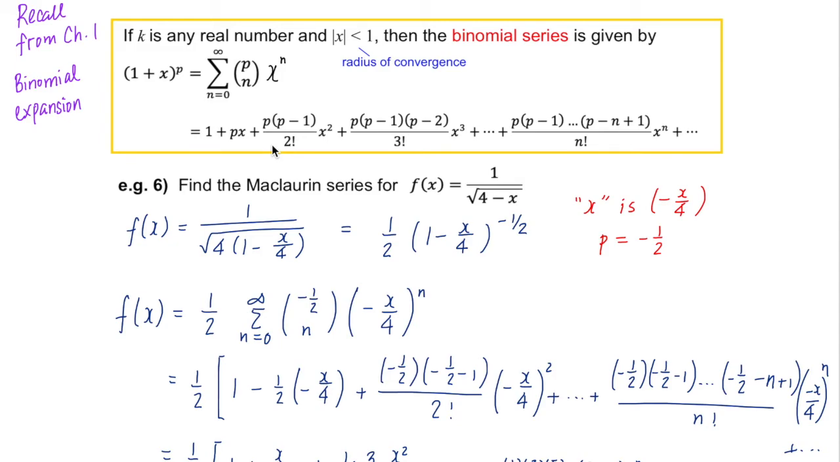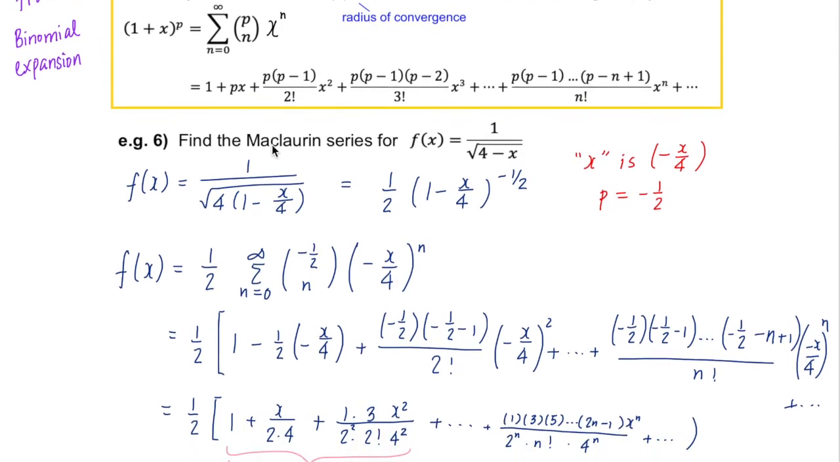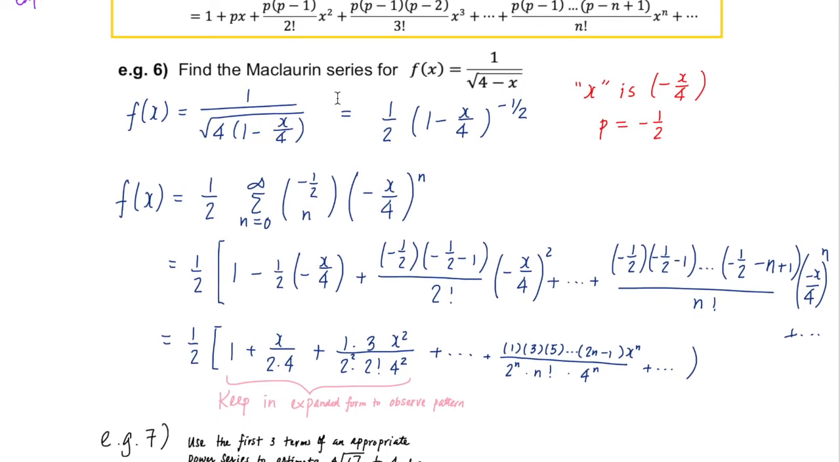So here is example 6. Find the Maclaurin series for f of x equals 1 over the square root of 4 minus x. So I know that I can rewrite this as 4 minus x to the power of negative 1 over 2. But then if I don't have it in the form of 1 minus something or 1 plus something, I cannot apply that binomial series formula, okay?